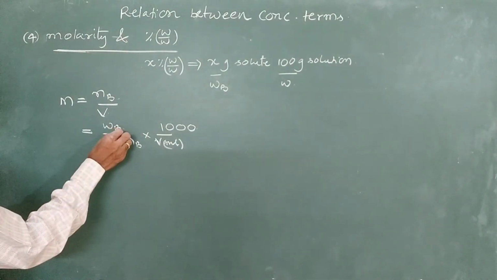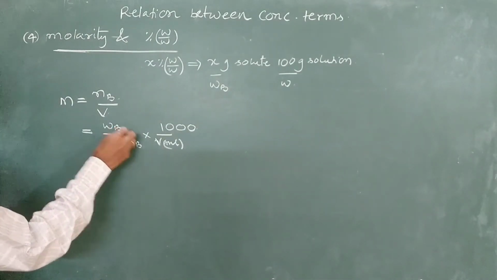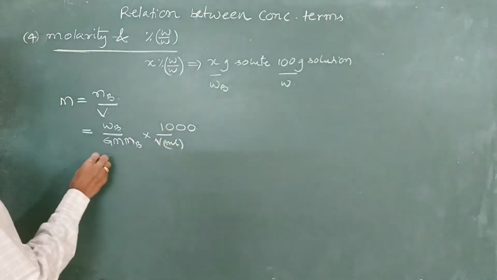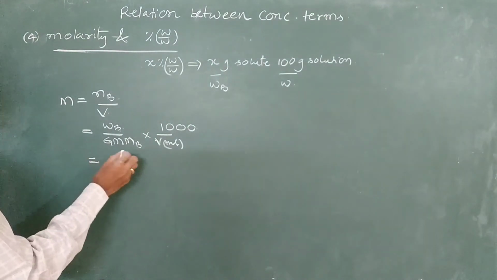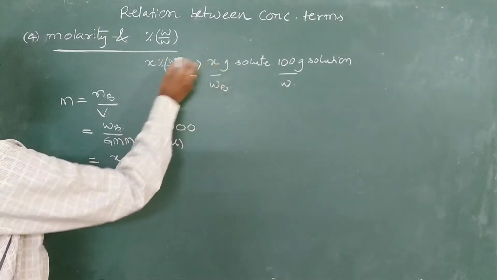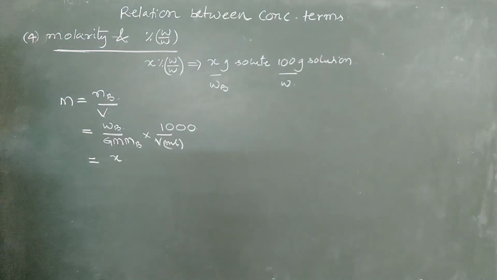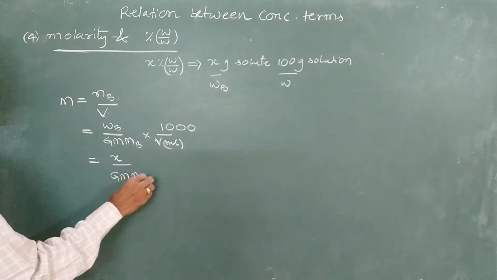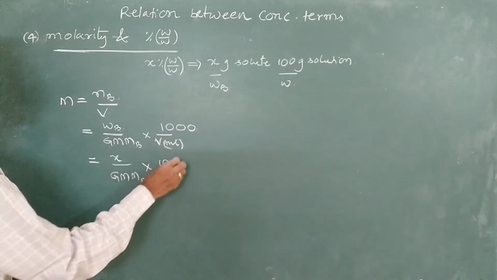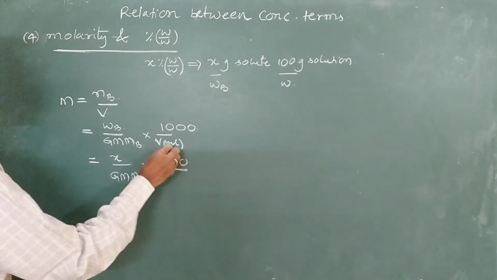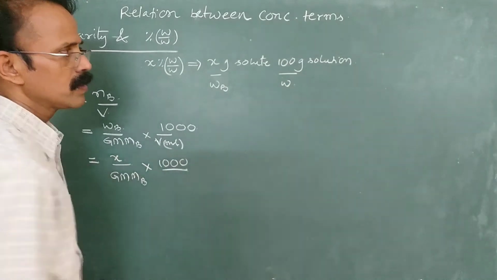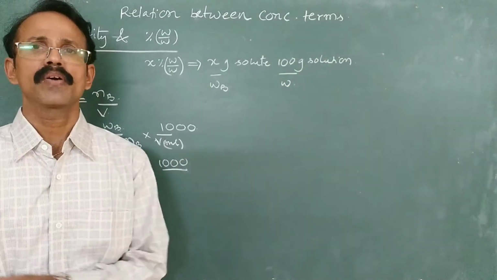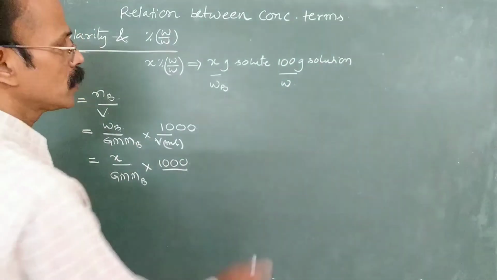Now what is the mass of solute? Mass of solute is equal to X, that is nothing but the percentage by mass of the solution, divided by gram molar mass of solute into 1000 divided by volume. But what is there here? There is mass, so we have to convert it into volume by using density.